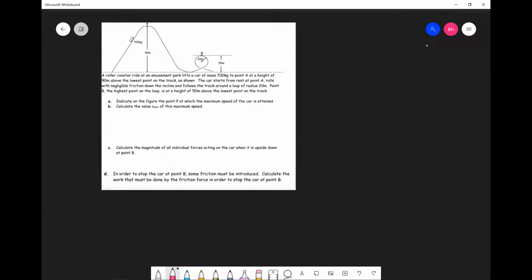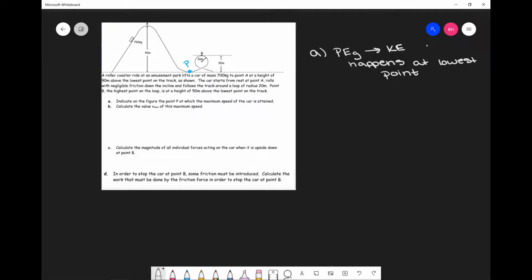So for this problem, let's go ahead and say part A. What we want to remember is that if all of my gravitational potential energy is turned into kinetic energy, this happens at the lowest point. So where is the lowest point on my diagram? Well, the lowest point is going to be right here. So right here is point P, and that's where my speed is going to be the greatest.